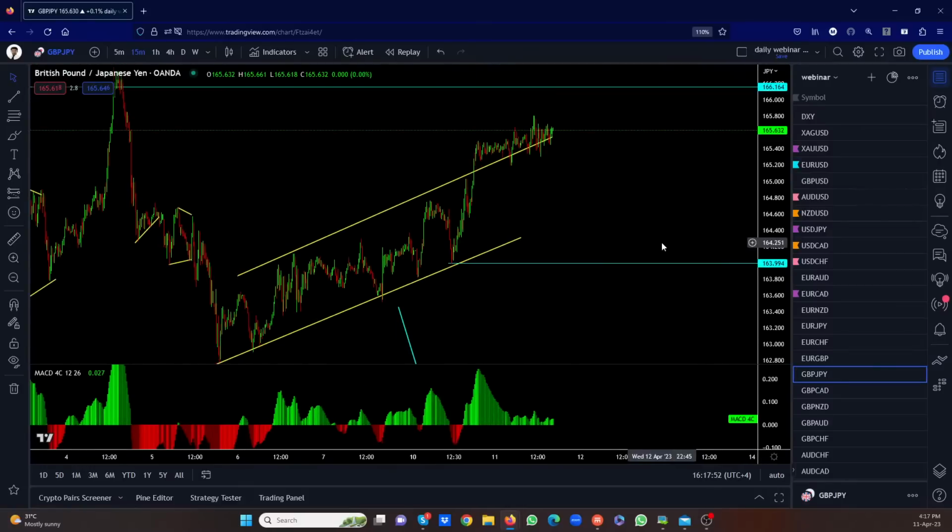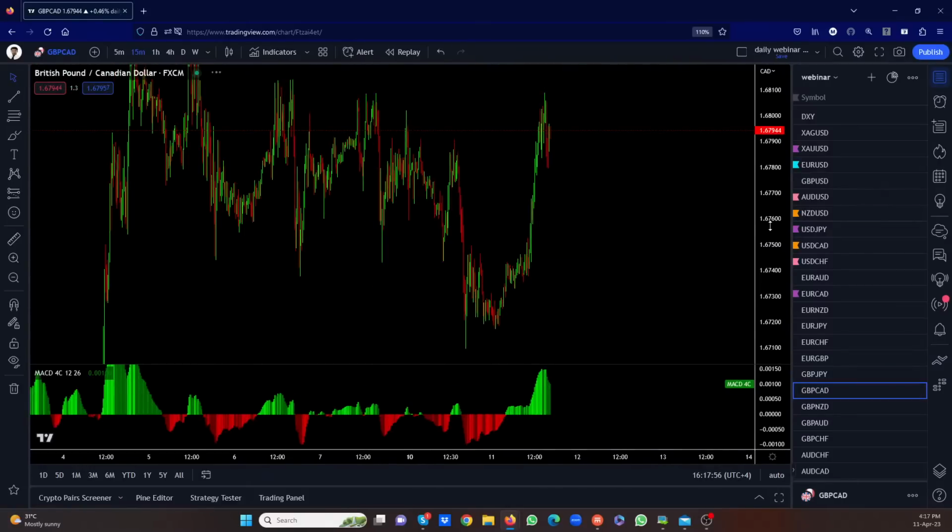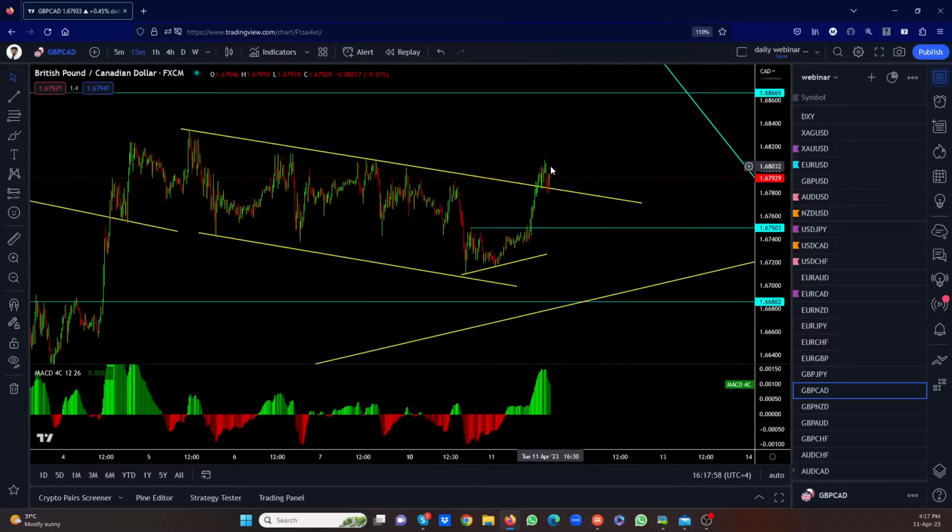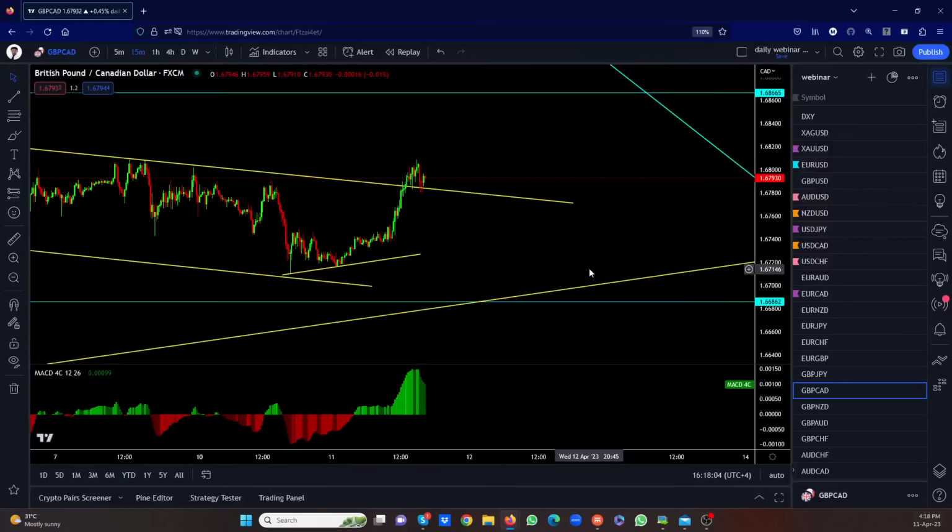Pound Yen. Nothing. We don't have anything. Let me see. Pound CAD. Nothing. We're waiting for the sell setups. We don't have anything. Pound CAD broke out. It didn't give us any trade setup. So if we get a flag here, we can consider a buy. If it makes a flag, we don't have a flag in there.